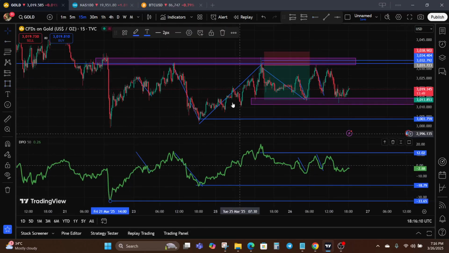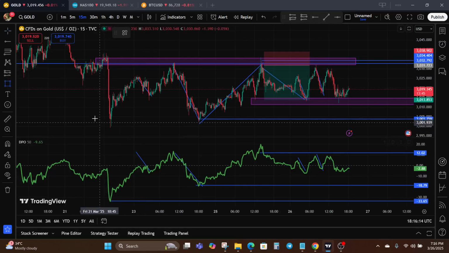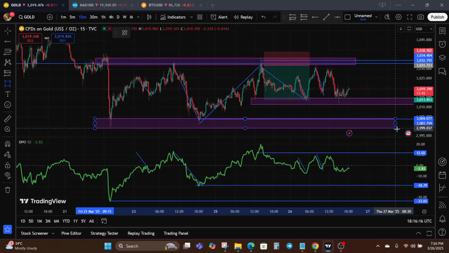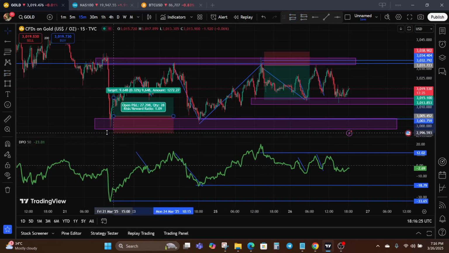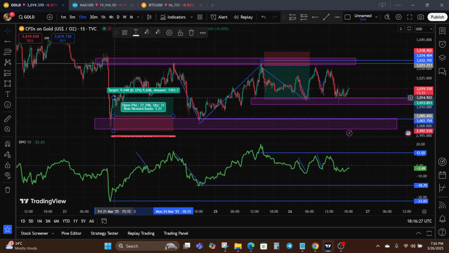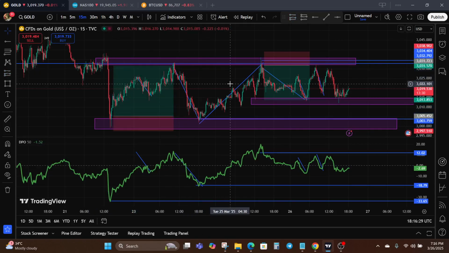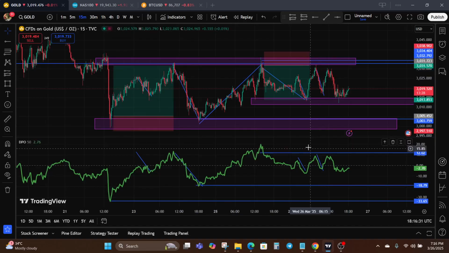Price got towards the extreme oversold, and at the same time, the DPO got to the extreme oversold, and at the same time, price was retesting a key support level. So this would have been a great place to enter a buy after you get your confirmation, of course. Then you can set your stop loss below the previous swing low, and you can target resistance zones for your take profit.